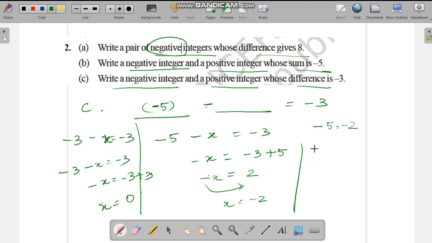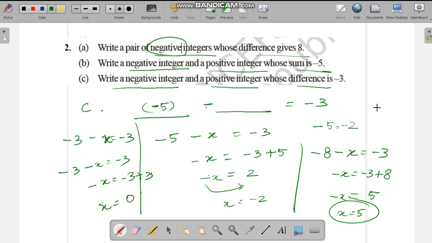So let us do with another integer, that is negative 8 minus a positive number, it should be x, we don't know the number, is equal to negative 3. So negative x is equal to negative 3 plus 8 when it comes here. So the answer is 5. So negative x, so x is equal to 5. So the other value here is negative 8 comma 5. So there are many pairs of integers we get here when we use different types of numbers.